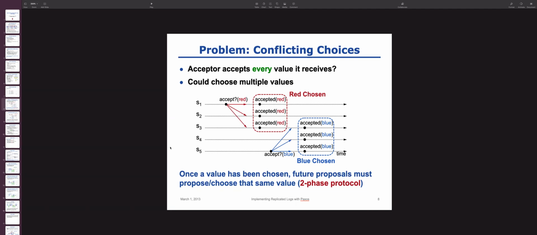I'll show you that. So here what I'm saying is, once a value is chosen, the future proposals must choose the same value. So when S5 is trying to propose blue, it has to understand what value has already been accepted. Instead of blue, it has to take the accepted value, and that value it has to propose.